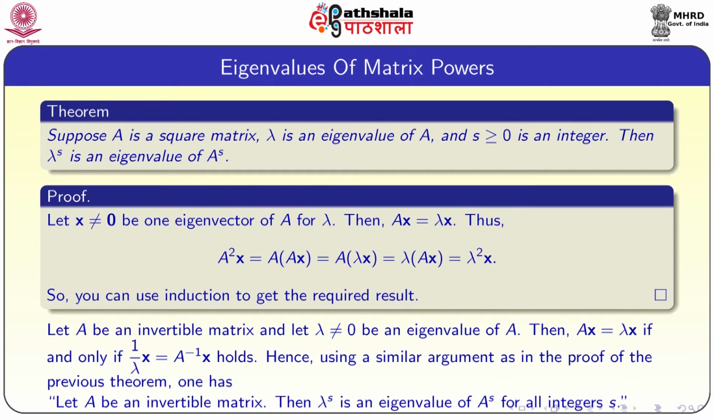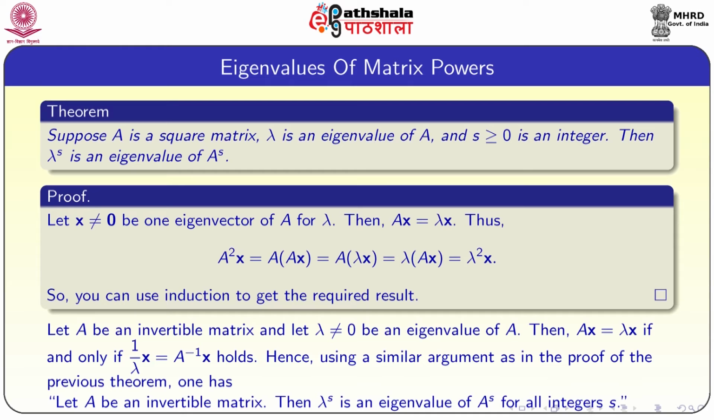We can also generalize this result for invertible matrices. That means we can generalize for negative integers as well. For that, we need A to be an invertible matrix. Let A be an invertible matrix, and let lambda not equal to 0 be an eigenvalue of A. We already know that every eigenvalue is non-zero because A is invertible, which means A is a non-singular matrix. So automatically 0 is not an eigenvalue of A.